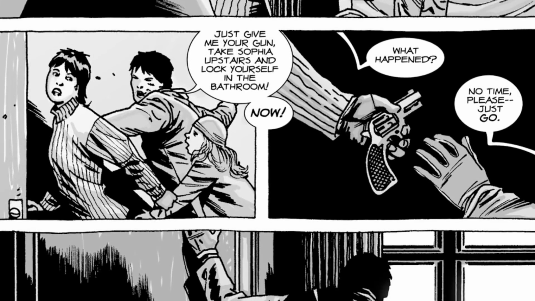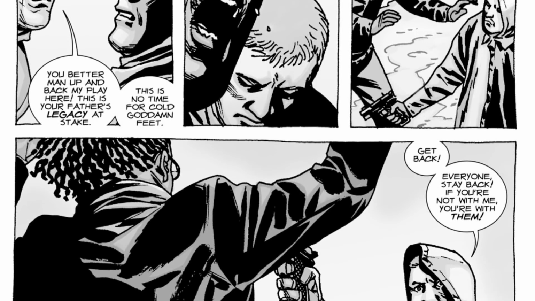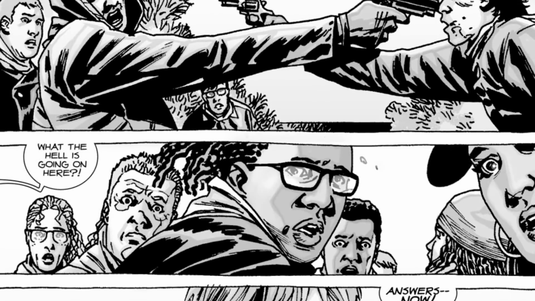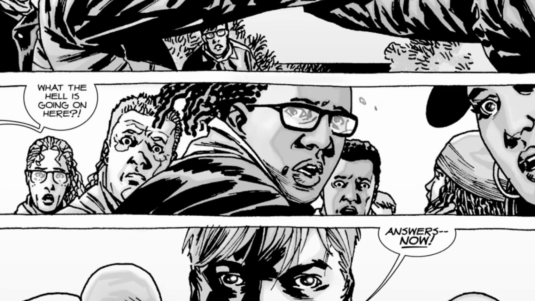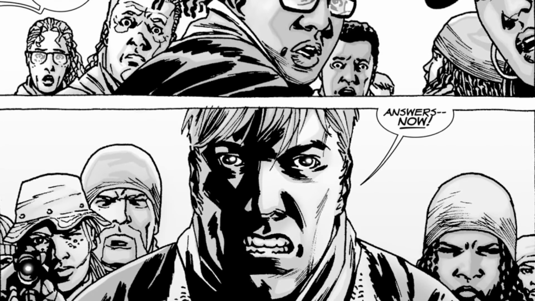Glenn takes the gun and locks his wife and daughter upstairs, and Nicholas causes a scene outside, attempting to rile up the other Alexandrians to revolt against Rick and his group. When Nicholas threatens to come in there and kill Glenn's entire family, Glenn runs out with his gun raised. But before either can shoot each other, Rick's voice bellows out demanding answers.